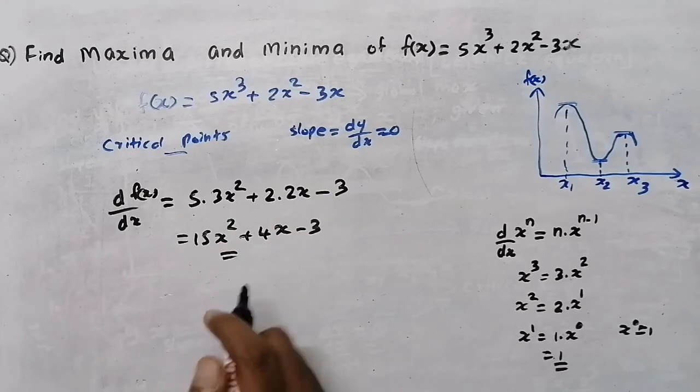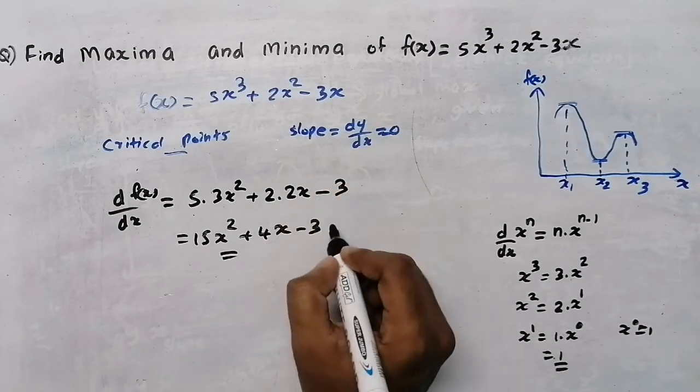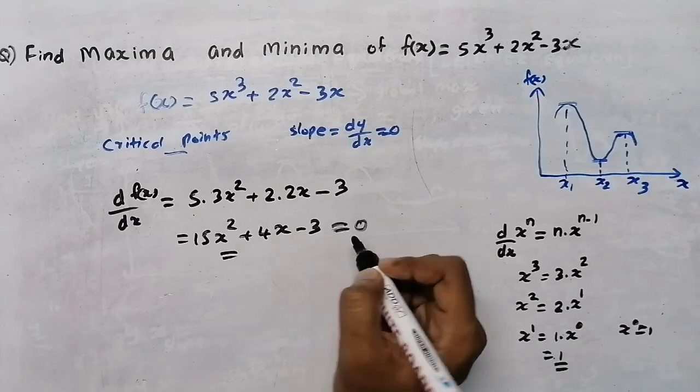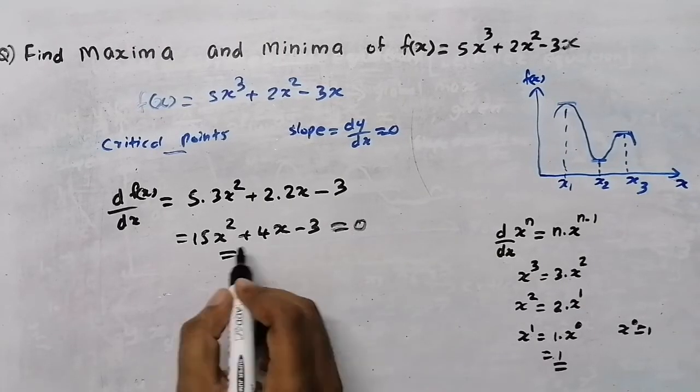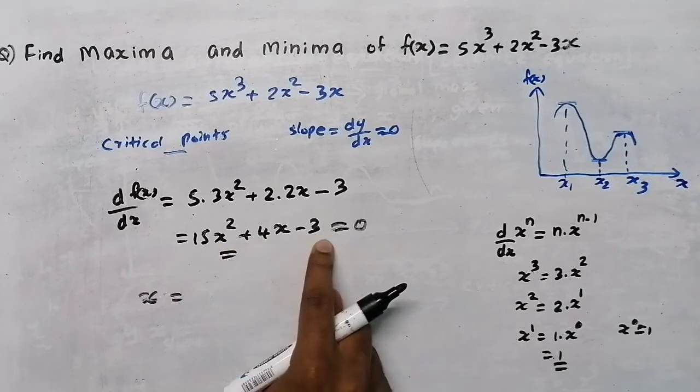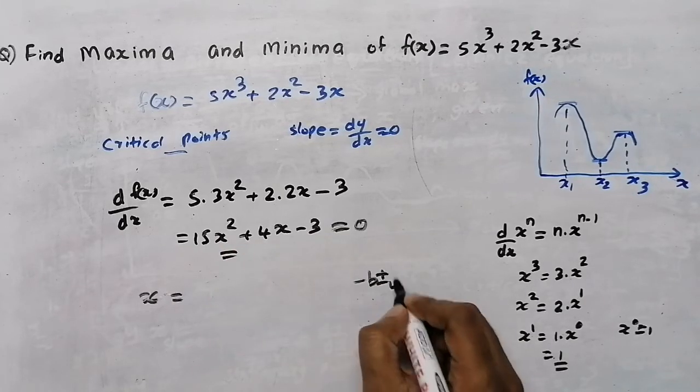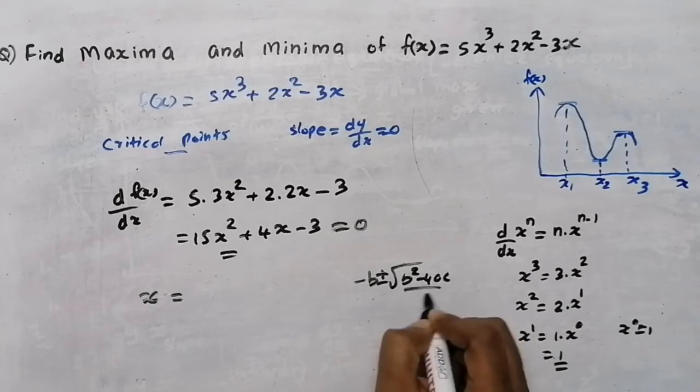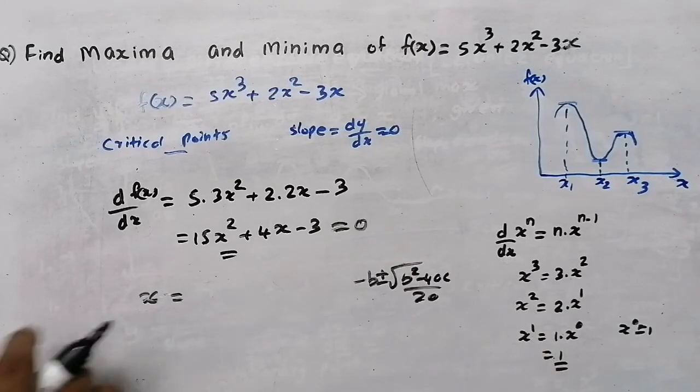Now what we need to do? We need to equate that to 0, and find the value of x from this equation. This is an algebraic equation, so you can either use the formula minus b plus or minus root of b square minus 4ac, by 2a, and find the value of x, or you can use a calculator.